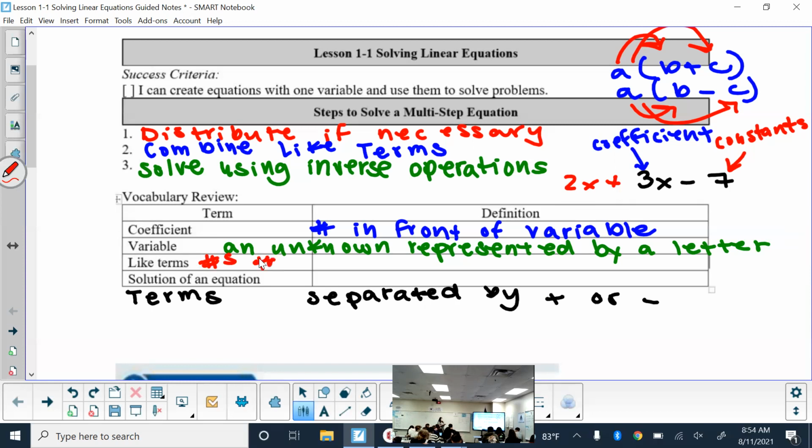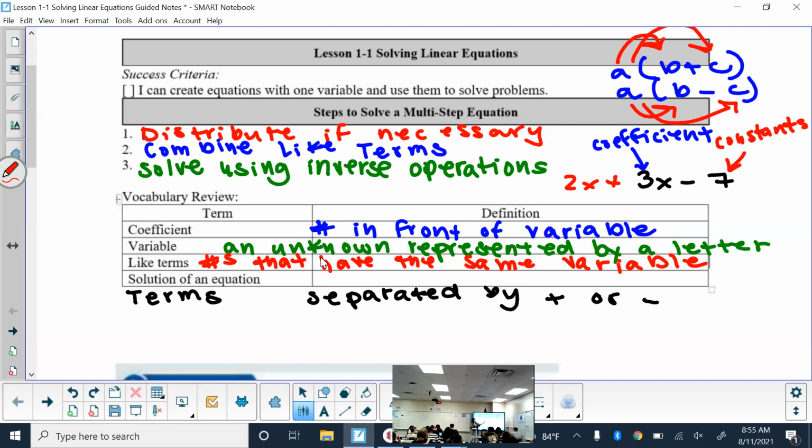So numbers that have the same variable. Also, the definition is the same variable to the same exponents, but for right now, you can just think of it as numbers that have the same variable. So if I said combine like terms, we're combining the coefficients only.